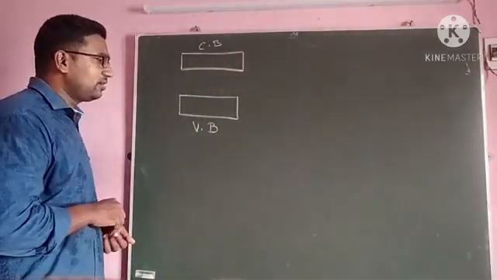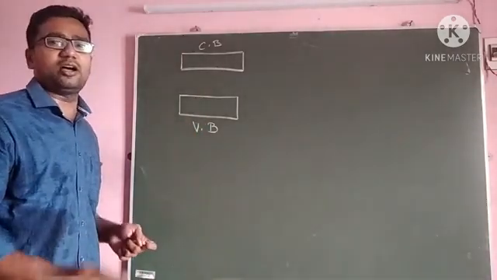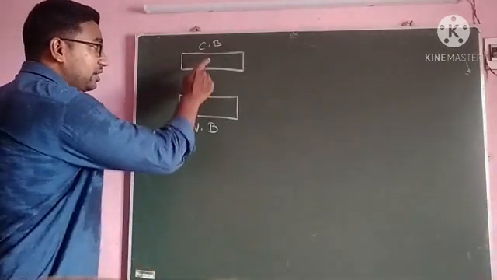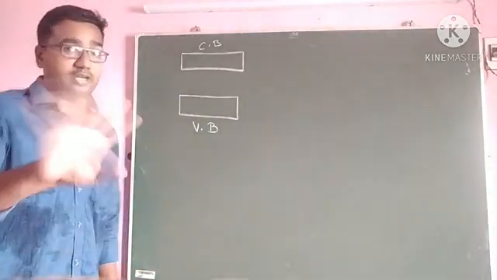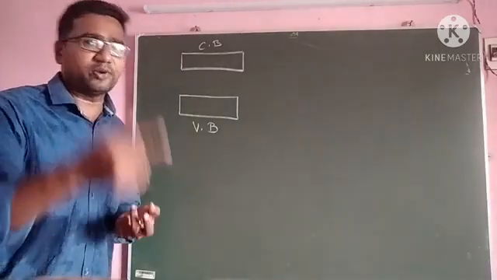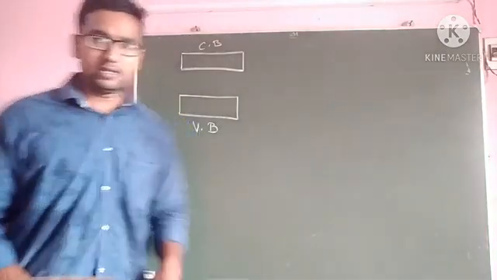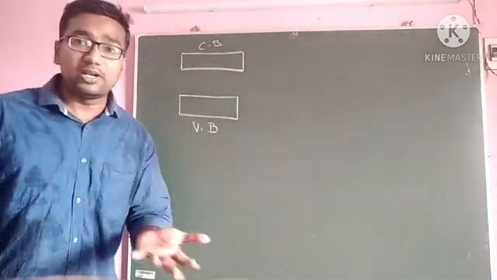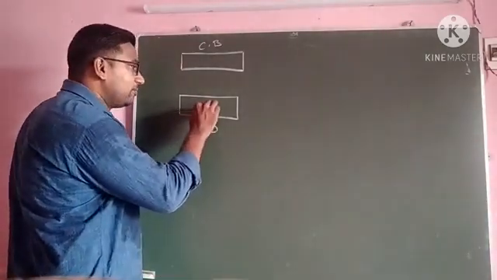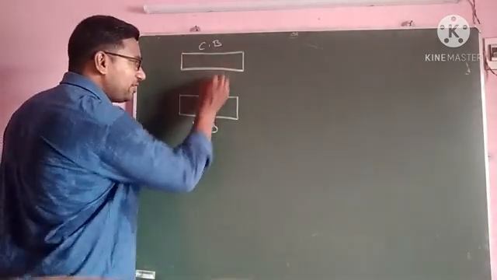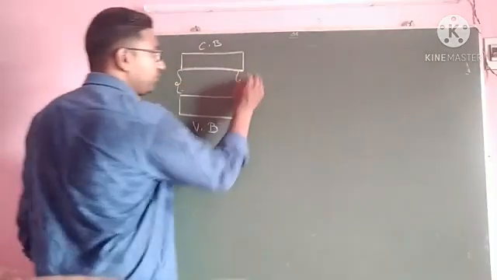For your kind information, in a valency band the electrons may be fully occupied or partially occupied. But the conduction band may be empty or fully filled. The valency band is fully filled or partially filled. Sir, when the electrons of the valency band move to the conduction band, there is some gap in between. This gap is called the forbidden gap.